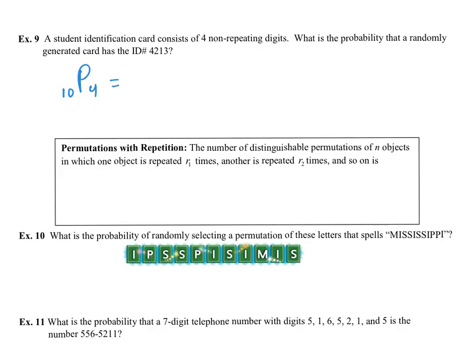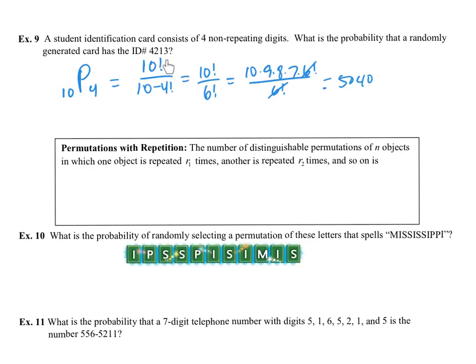So the permutation of 10 items being taken 4 at a time is equal to 10 factorial over 10 minus 4 factorial, or that would be 10 factorial over 6 factorial. Now let's reduce 10 times 9 times 8 times 7 times 6 factorial over 6 factorial. And if we multiply 10 times 9 times 8 times 7, we get 5,040. So what is the probability then? There's one way we can have 4 and then 2 and then 3 and 1. So there's one way out of 5,040. So our final answer would be 1 over 5,040.